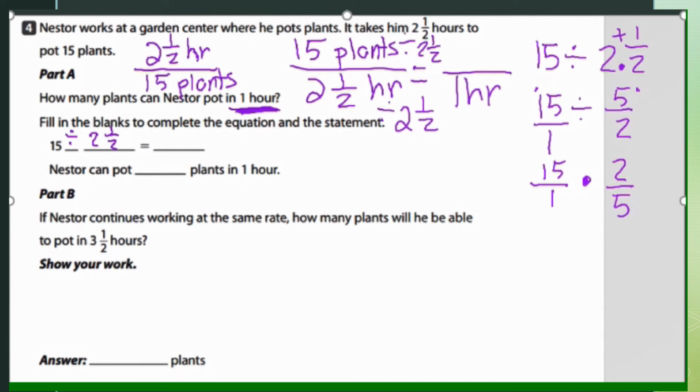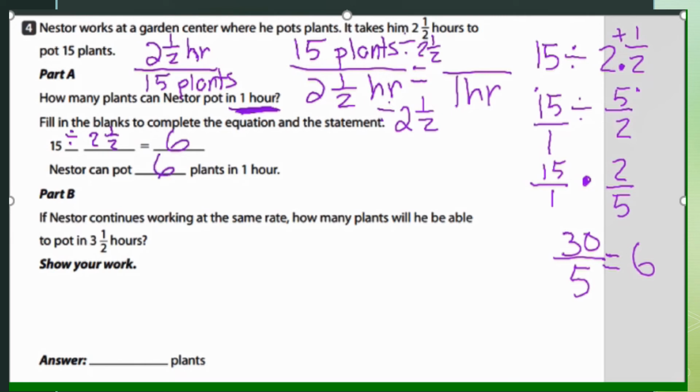I can cross simplify, but I'm just going to multiply across. 15 times 2 is 30 for my numerator. And then 1 times 5 is going to be 5. 30 divided by 5, 6. So we can say that 15 divided by 2 1/2 is equivalent to 6. So he can plot 6 plants in 1 hour.